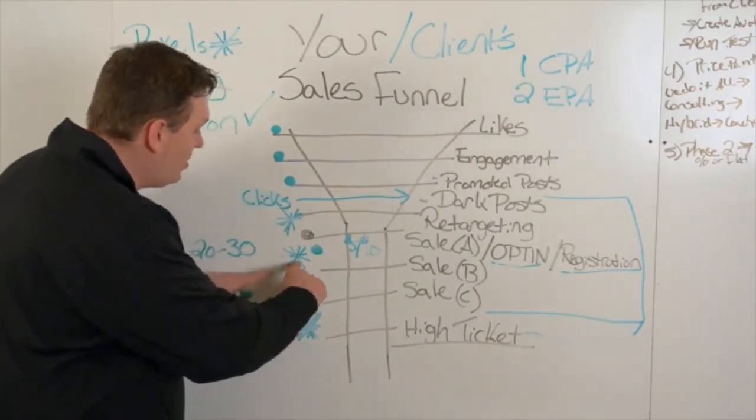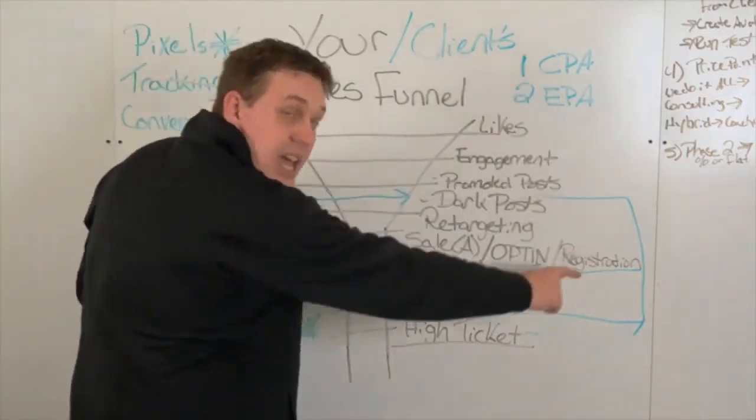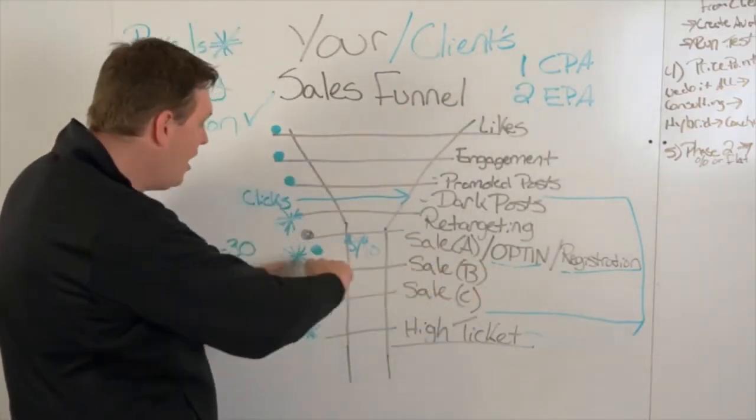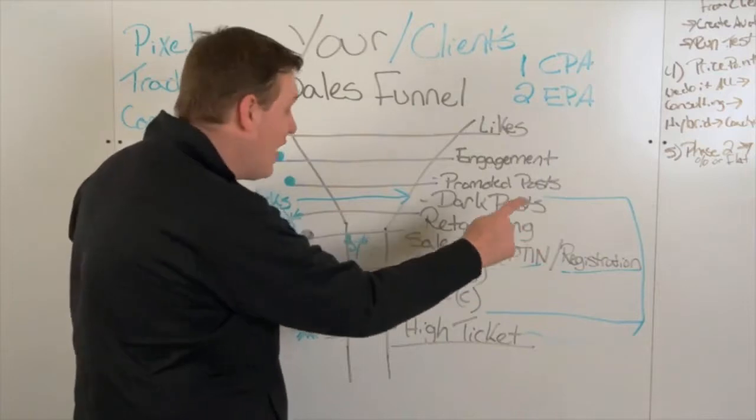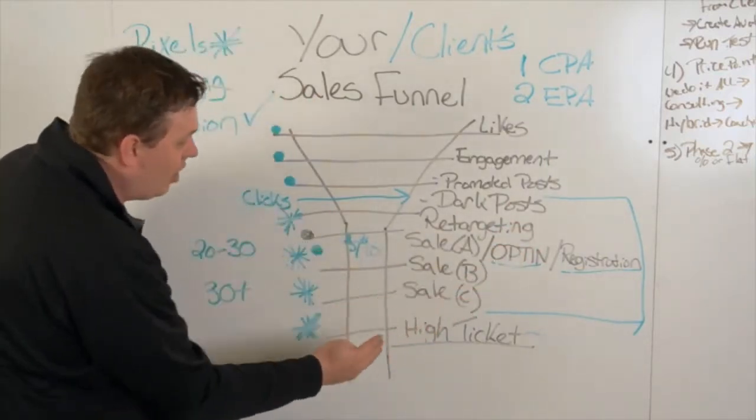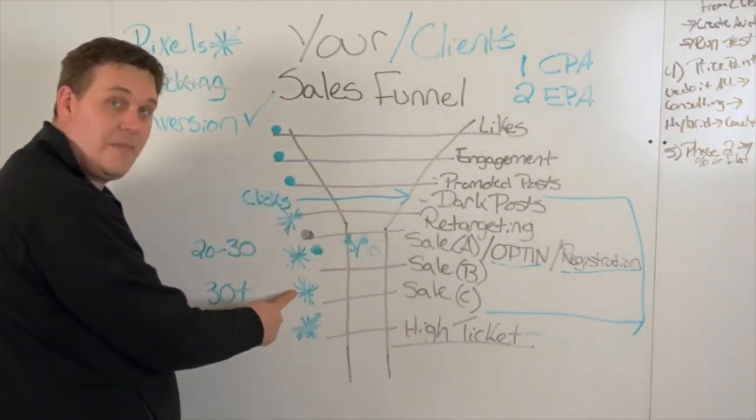As we get 30 sales, I'm going to create a new campaign. Again, I'll show you this in the screencast. I'm going to create a new campaign, and that new campaign is now going to target for the sale only.